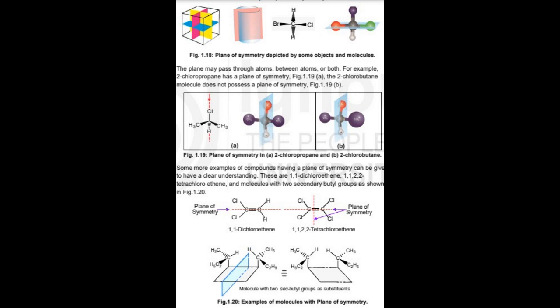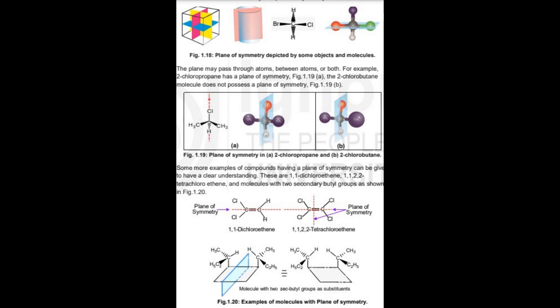1.18 has several planes of symmetry. Both the beaker and the compound, bromochloromethane, have only one plane of symmetry. You might be familiar with the famous monument of India, Taj Mahal. It is very symmetrical. One half of the building is symmetrical to the other half. The plane may pass through atoms, between atoms, or both. For example, 2-chloropropane has a plane of symmetry.